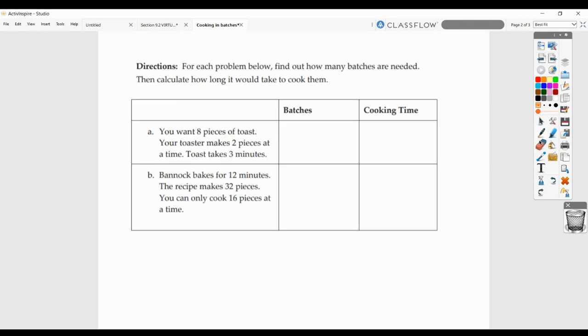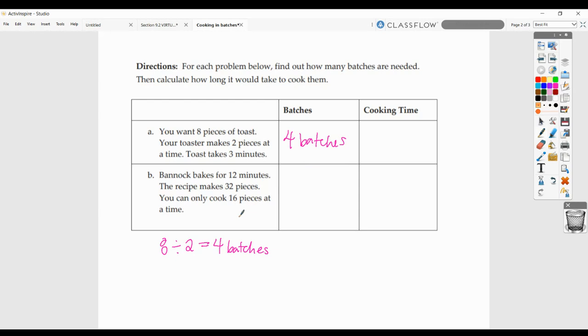So I'm going to set each of these problems up in a little table for you, just to keep track of things. So let's take a look at this first one here. You want to make 8 pieces of toast for your family. The toaster makes 2 pieces at a time. Toast takes 3 minutes each batch to cook. So 8 pieces of toast is how much I want. I divide it by how many can go into the toaster at one time. So that's 4. So that means I have 4 batches.